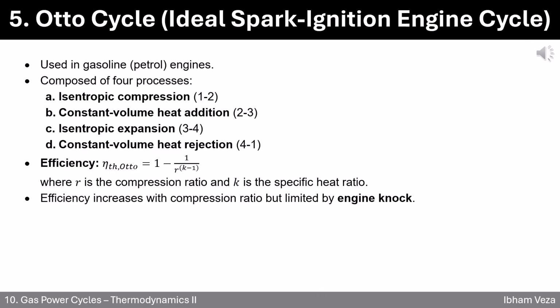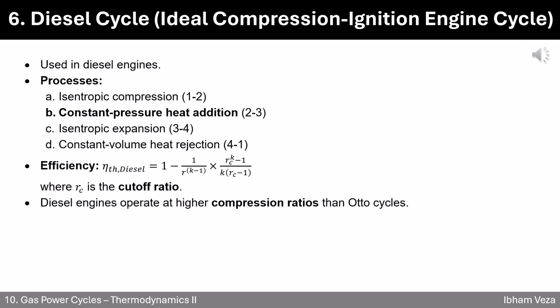The key takeaway here is efficiency. The Otto cycle's efficiency depends on the compression ratio, how much we squeeze the air-fuel mixture before ignition. Higher compression means better efficiency, but we can't increase it too much because of engine knock, when the fuel ignites too early and damages the engine. This simple relationship between compression ratio and efficiency explains why sports cars have higher compression ratios while regular cars balance it to avoid knocking.